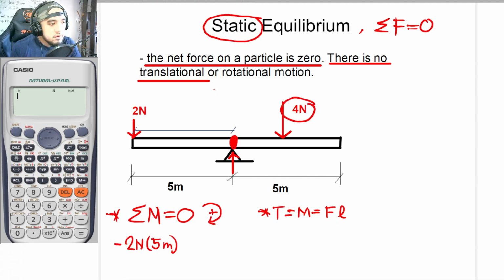And as for this force here, 4 Newtons times, so let's pretend that this is located at the midspan. Suppose that this is located at the midspan. So its lever arm would be 5 meters divided by 2.